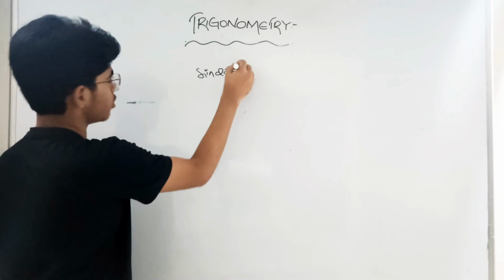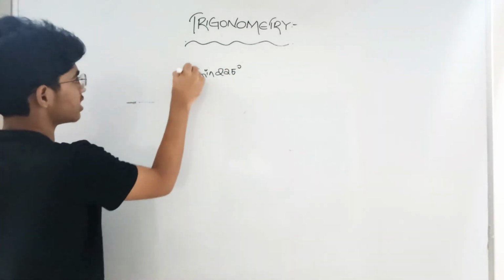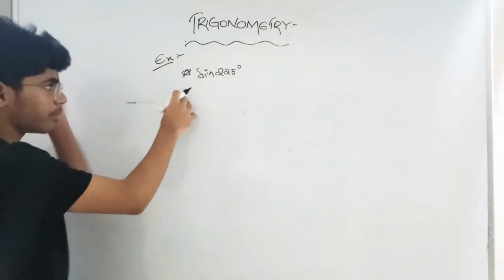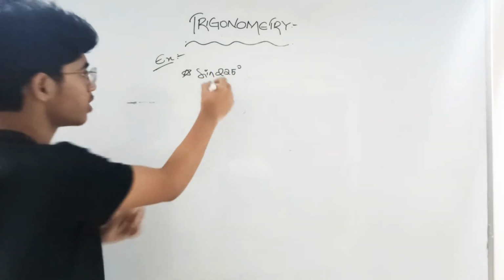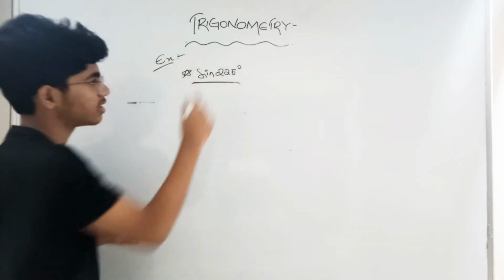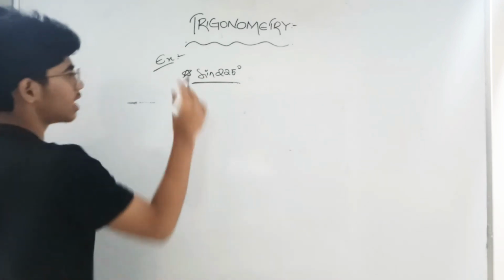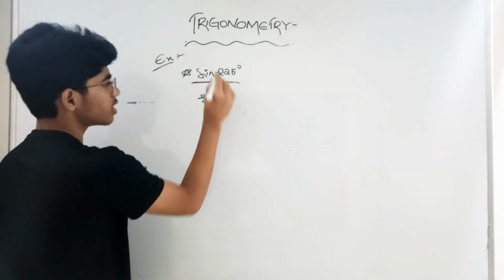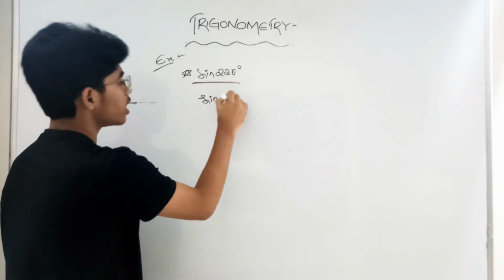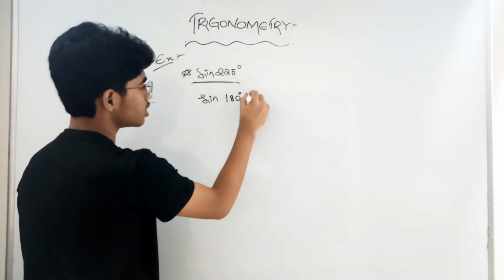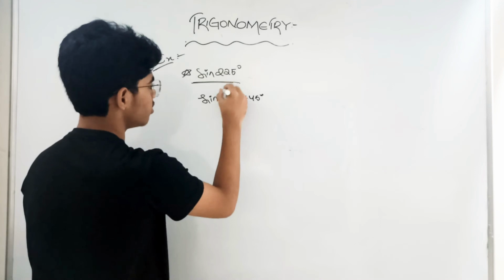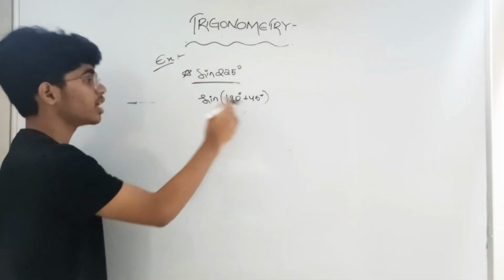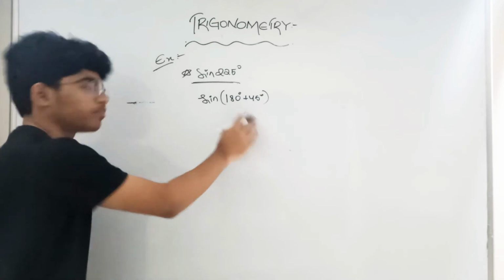It's more than 90, we know that. So this is an example. We'll give it a star mark. Example: sine 225 degrees. So how are we going to calculate this sine 225 degrees? Sine 225 can be written as sine of 180 degrees plus 45 degrees, right? If I put parentheses, this can be written as sine(180 degrees + 45 degrees).